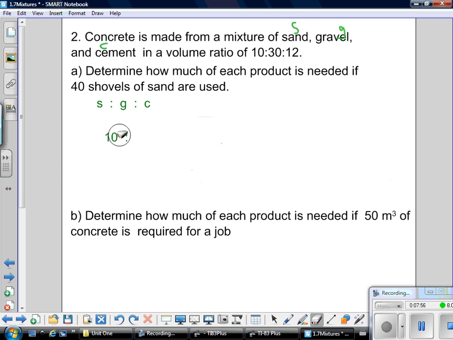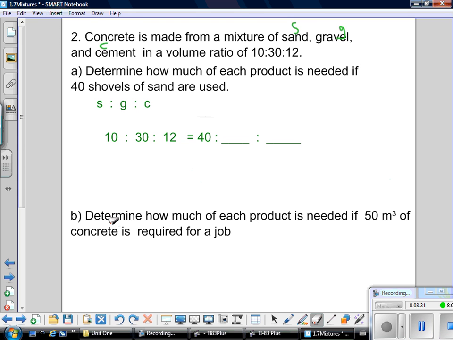So I'm going to write that down. So 10 to 30 to 12. And in the proportion that we're setting up, they tell me that I have 40 shovels of sand. Well, sand, we use the letter S, so S is the first position, so I'm going to put 40 there. I do not know the amount of gravel, and I do not know the amount of cement. So that is what they're asking me to find.